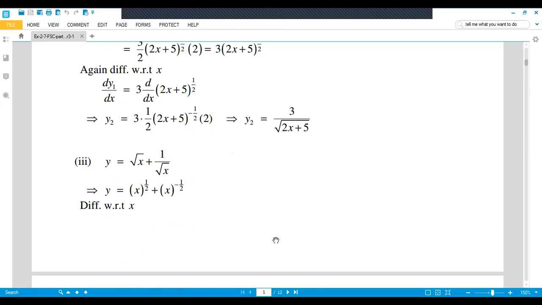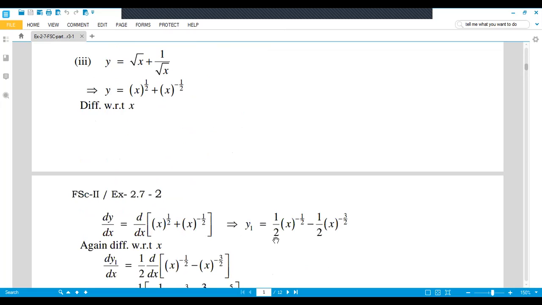Now come to the third part. In the third part you are given y is equal to under root x plus 1 over under root x. So under root x you write as x power 1 over 2, and 1 over under root x is x power minus 1 over 2. When you shift it to the numerator, by the law of exponents, the power will become negative. Now differentiate with respect to x.